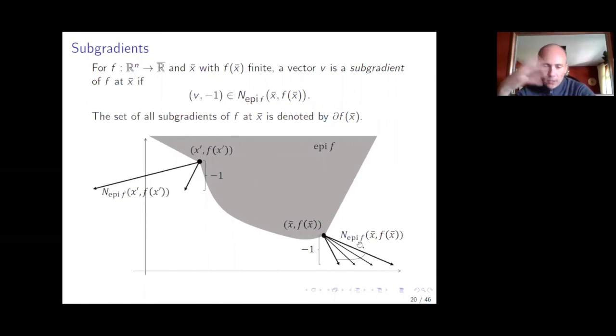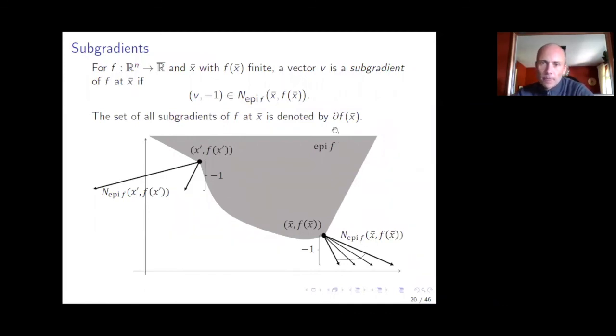Why was it minus 1 exactly? Well, you can convince yourself that that is exactly what you want if you just look at a simple case like f of x equals x squared. Think about one point, and what would be the normal vector of the epigraph of this x squared function. And then you see indeed the definition makes sense.